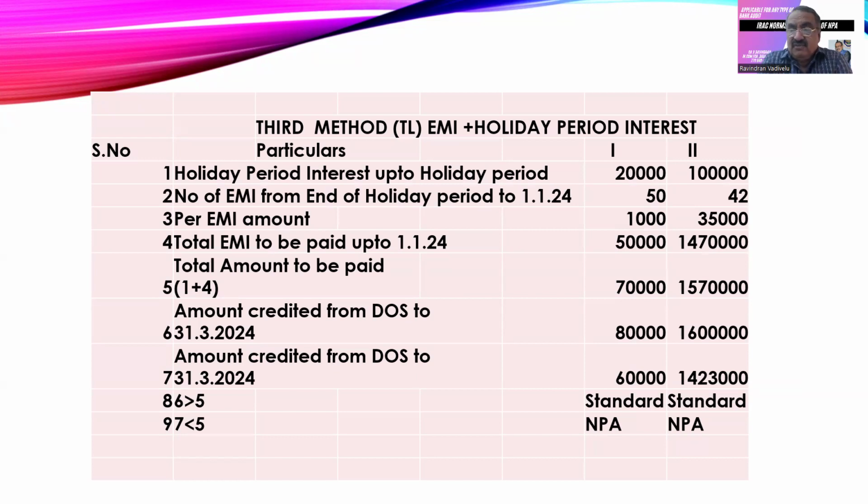So we have discussed so far the first method and second method. First method is interest and principal separately. Second method is equated monthly installments, where it is principal cum interest. Third method is holiday period interest plus EMI or principal plus interest. Here I worked out only the EMI. So 3 methods we have discussed with reference to term loan.